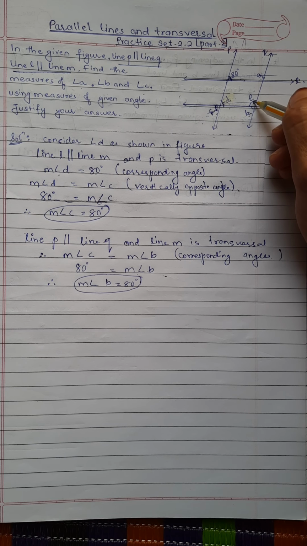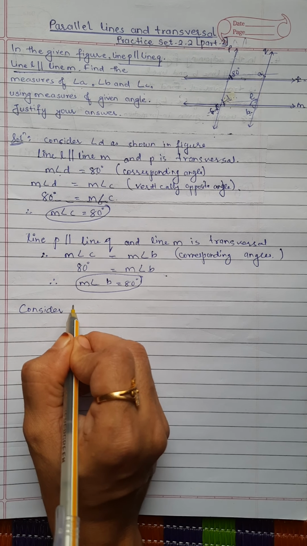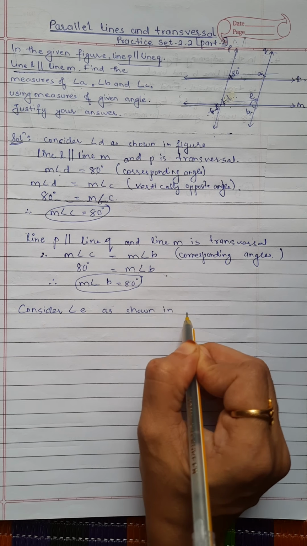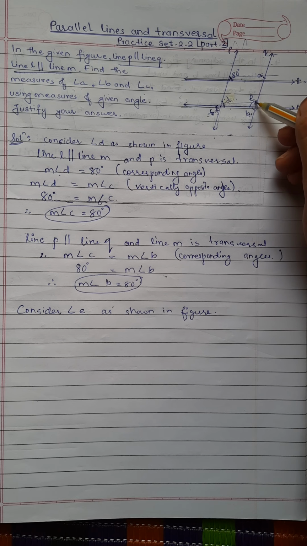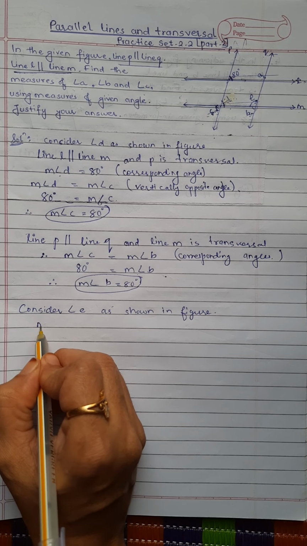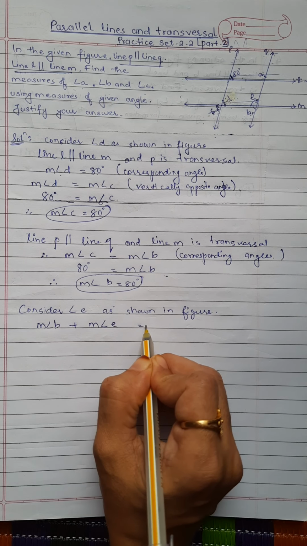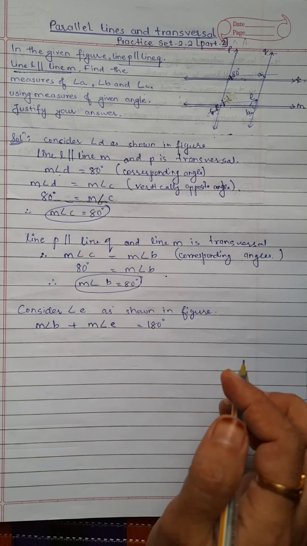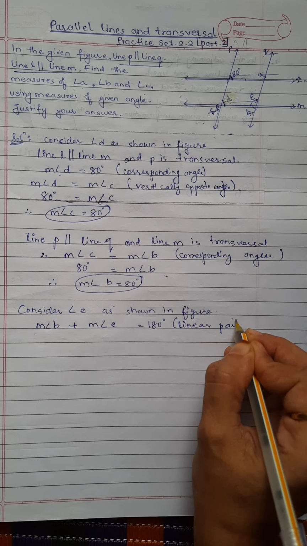So consider it, whatever we have considered, write it down here. Consider angle E as shown in the figure. This is angle E and these form a linear pair on it. So the measure of angle B plus the measure of angle E is equal to 180 degrees. This is the property of linear pair angles, that the sum is 180 degrees. So write the reason: linear pair angle.